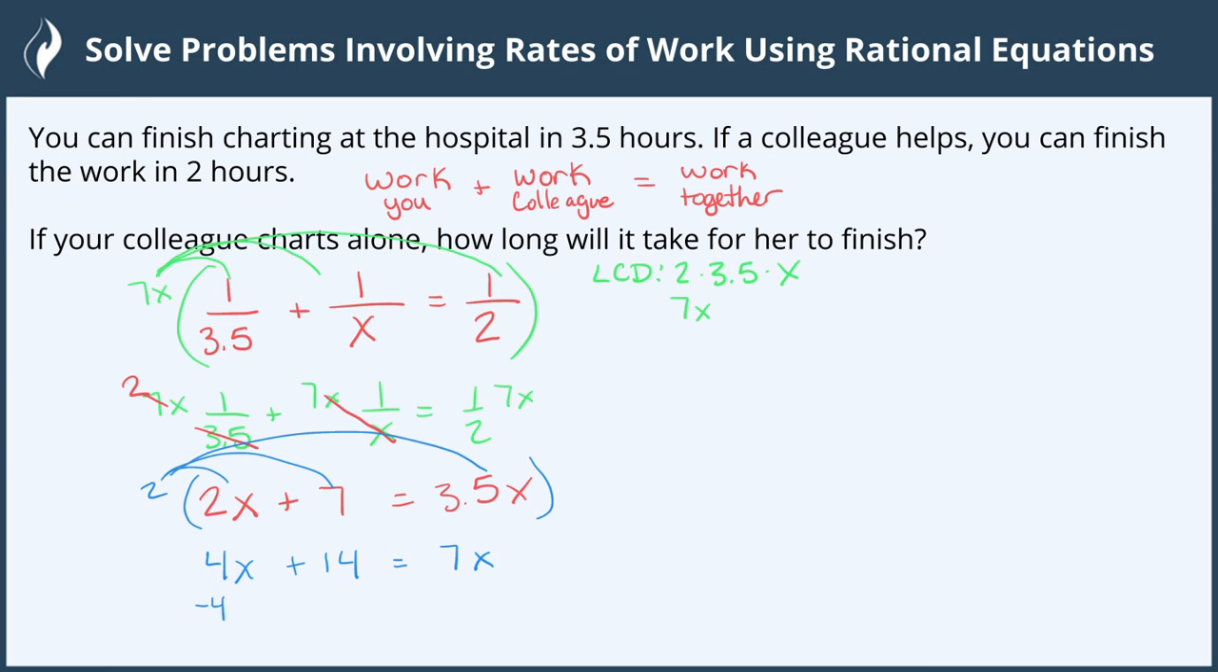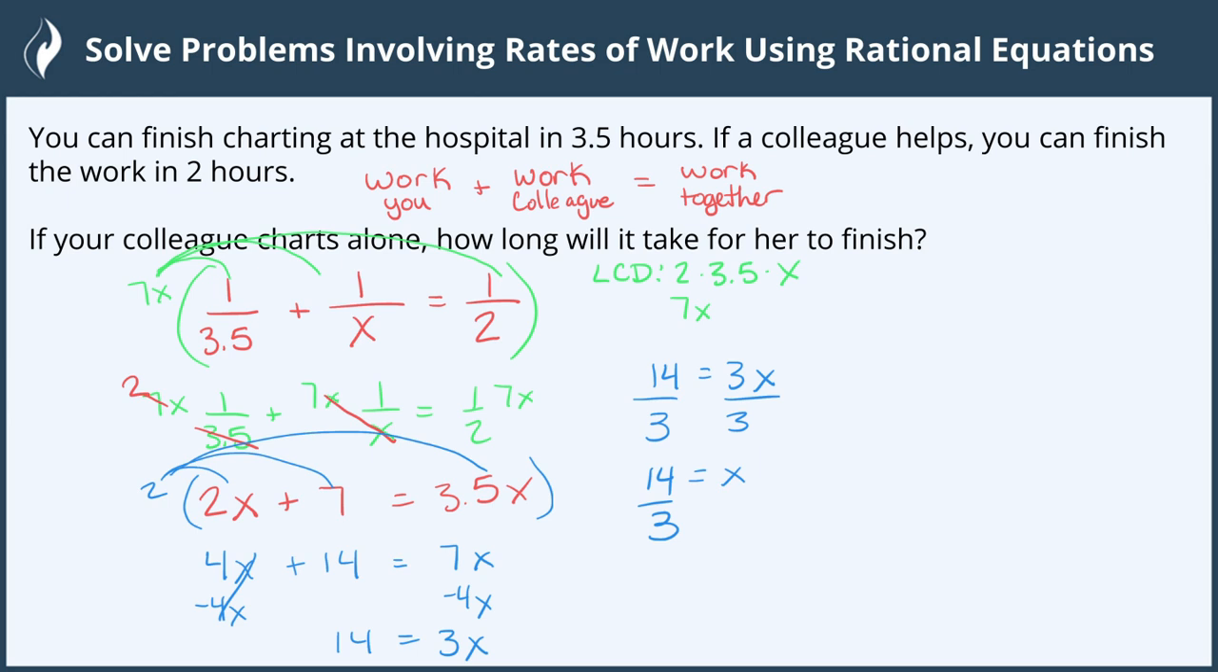So to do that, let's subtract 4x from both sides. And we have 14 equals 3x. Then to solve for x, we'll divide both sides by 3. 14 equals 3x, divide by 3. So we get x equals 14/3. Now this right here is a fraction for our answer.